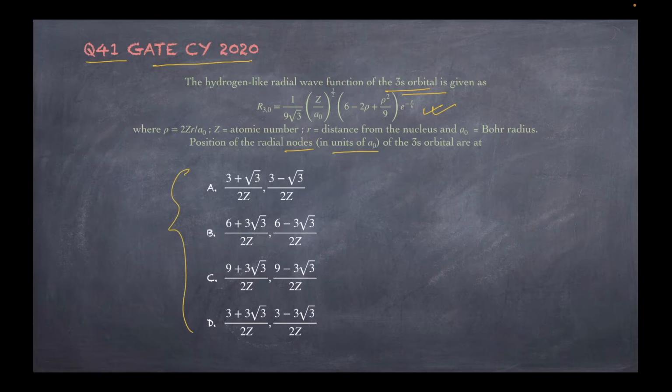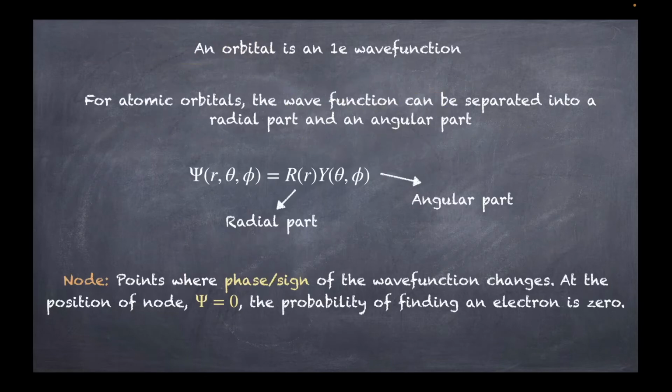Now before answering this, let's first look at some of the background. An orbital is basically a one-electron wave function, and for atomic orbitals the wave function can be separated into a radial part and an angular part. Now let's say this capital Psi is an atomic orbital wave function.